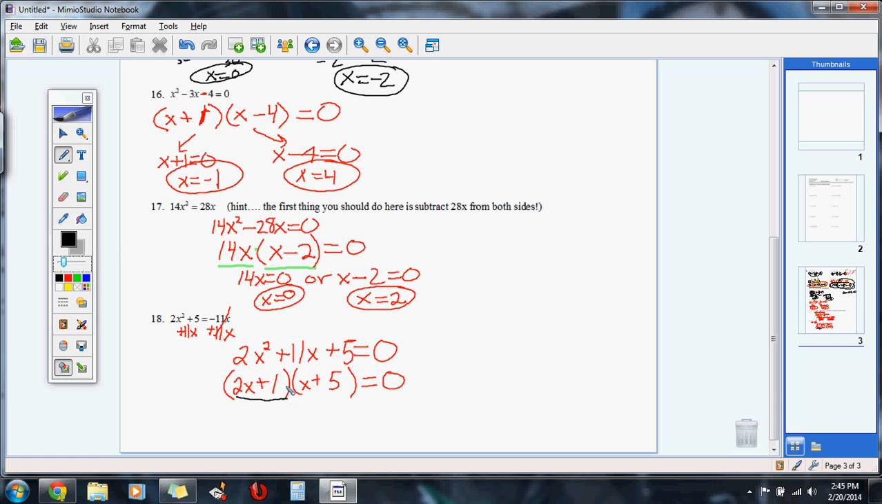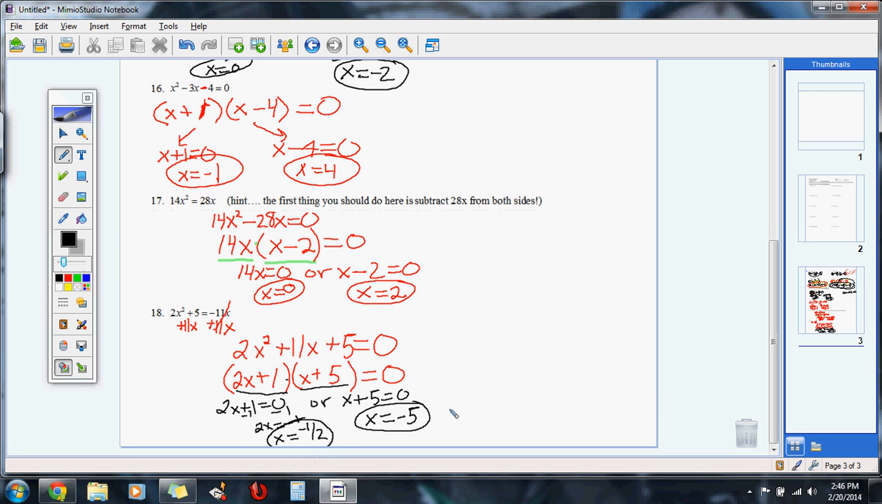But here we are, we have something times something equal to 0. So we do our split. So 2x plus 1 could be 0, or x plus 5 could be 0. Well, on this one, it's pretty straightforward. We're just going to subtract 5 from both sides, and that one answer will be -5. This one actually takes 2 steps. If I subtract 1, I have 2x equal to -1. And then I got to divide by 2. So I'm actually going to get x equal to -1/2 here, and -5 for my other answer.